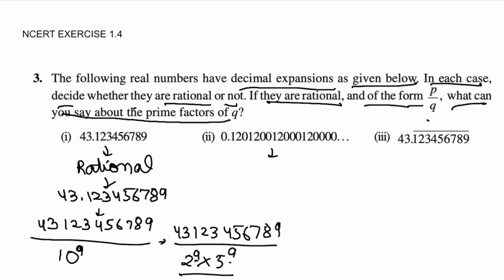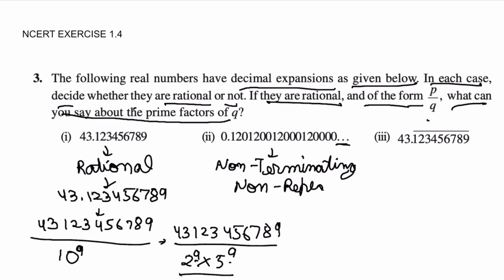So here we can clearly see it's 1 2 0 1 2 0 0 1 2 0 0 0 1 2 0 0 0 0. This means it is non-terminating, because we have 3 dots here. This means it's non-terminating, but at the same time non-repeating, because it is not repeating any kind of pattern. Therefore this is an irrational number. This means that we cannot write it in the form of p by q.